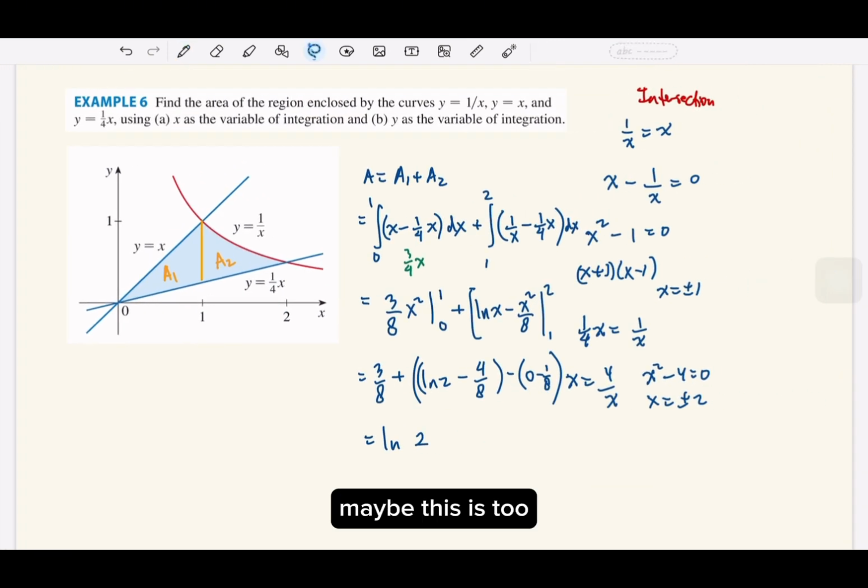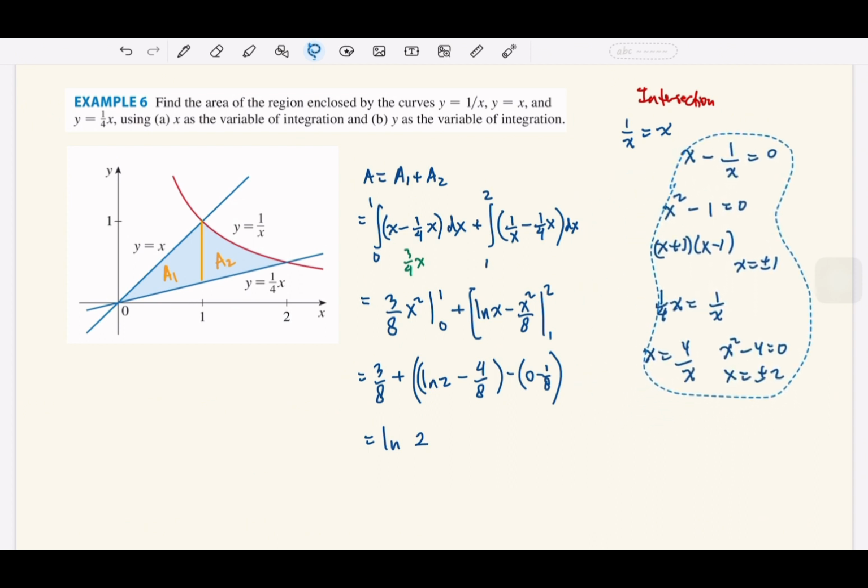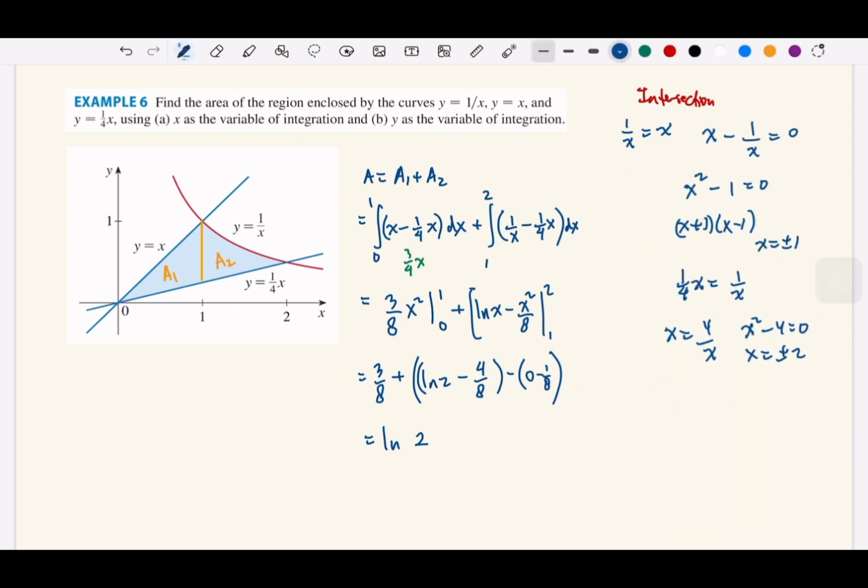Maybe this is too tight. Let me move here. Okay.